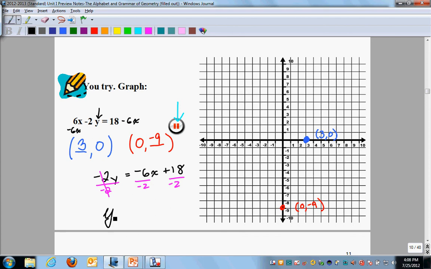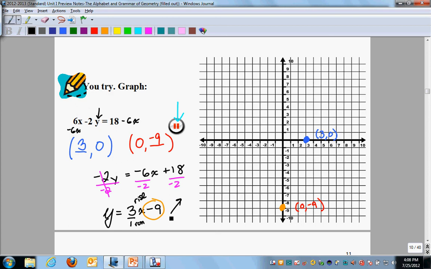And I get y equals, negative 2 goes into negative 6 three times, positive, excuse me, that's going to be negative, minus 9. Let's try graphing this, y equals mx plus b. Our b is negative 9. Well, look, that's already our first intercept. And our slope is going to be 3 over 1. So our rise is 3, our run is 1.